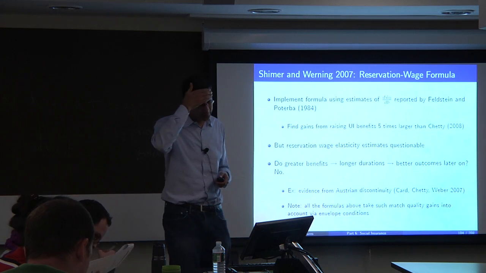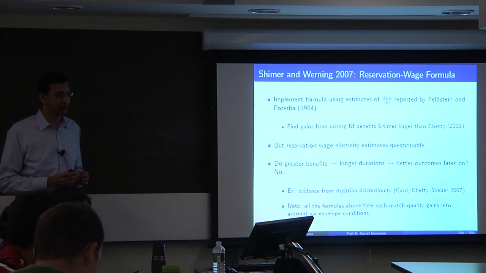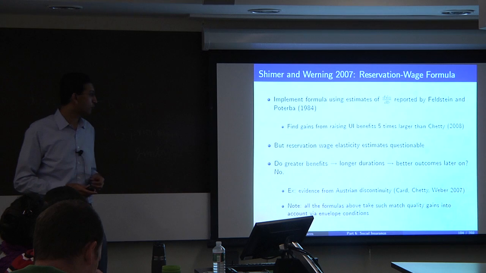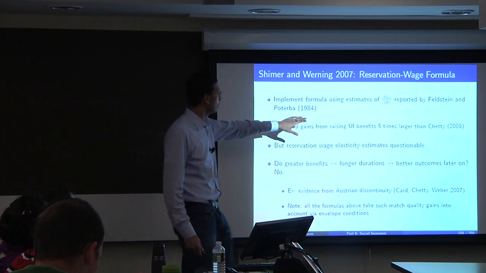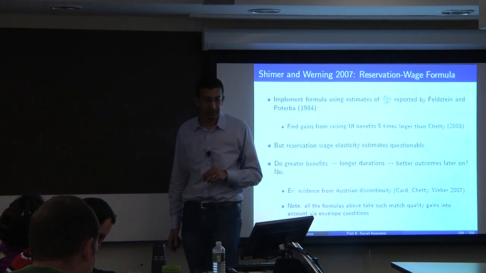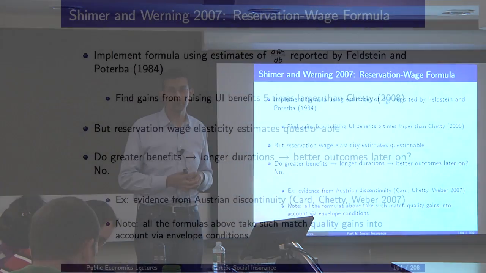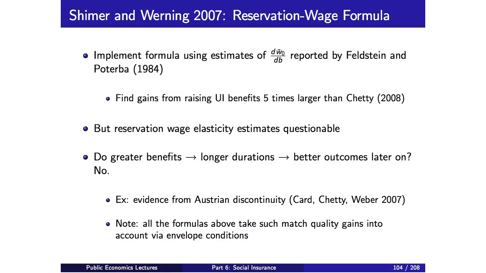Okay, so they do not do empirical work in this paper. They use prior estimates of dW naught bar/dB, reported by Feldstein and Poterba, where you get data on W naught bar based on survey responses. You ask people what's the minimum wage you'd be willing to accept at a new job, right? You ask a bunch of unemployed people.